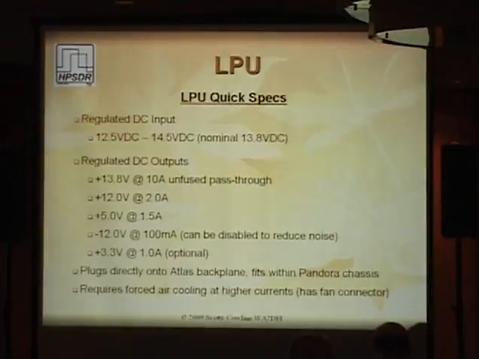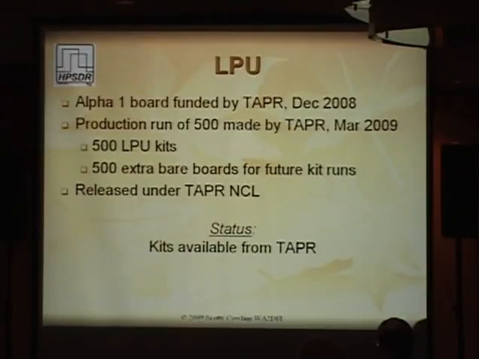Okay, so this is basically the quick specs. The idea is you run it off your station supply, and you can do the math and figure out how much heat you're going to get. It's significant. But it plugs right onto the backplane, and it fits within the chassis. So it's a quick and dirty solution. Yeah, Phil designs the minus 140 dBm receiver, and I put a 3-terminal regulator on a board, and that's my contribution.